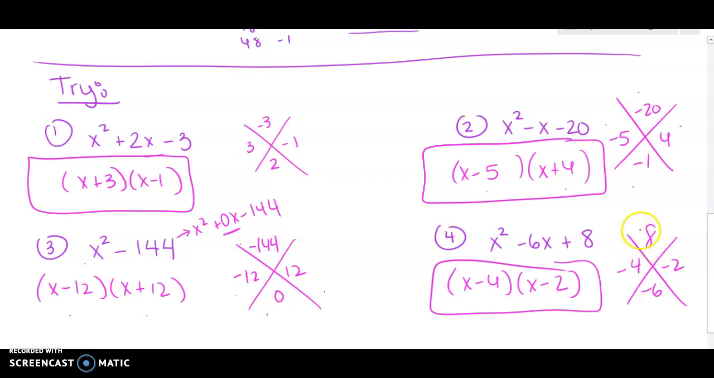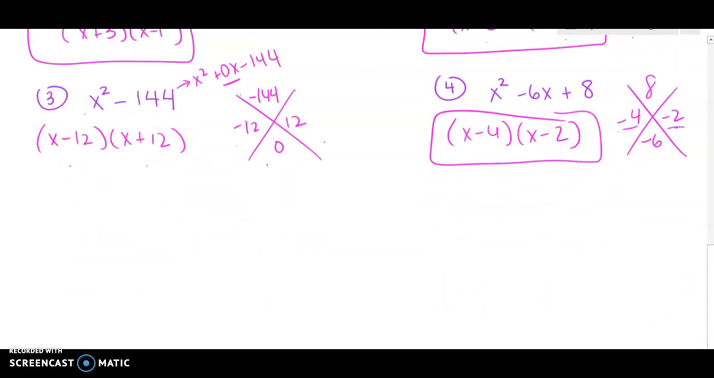The last one's got to multiply to be a positive but add to be a negative, so you need negatives here. Negative 4 and negative 2 are what's going to work. Negative 4 times negative 2 is positive 8. Negative 4 plus negative 2 is negative 6. So x minus 4 times x minus 2. All right, so that is factoring.